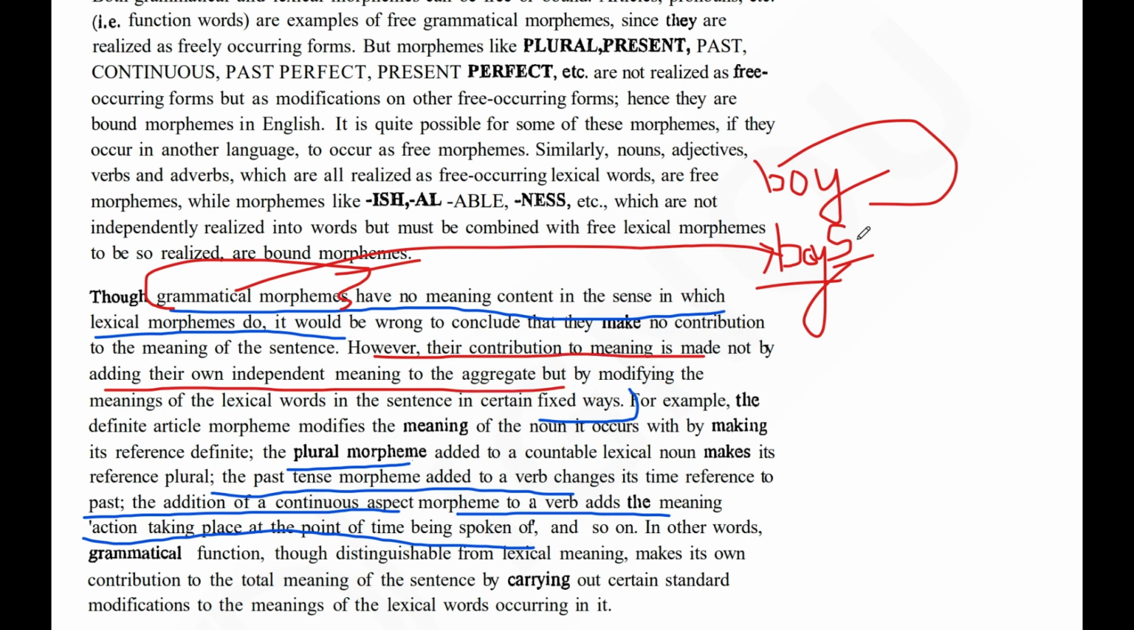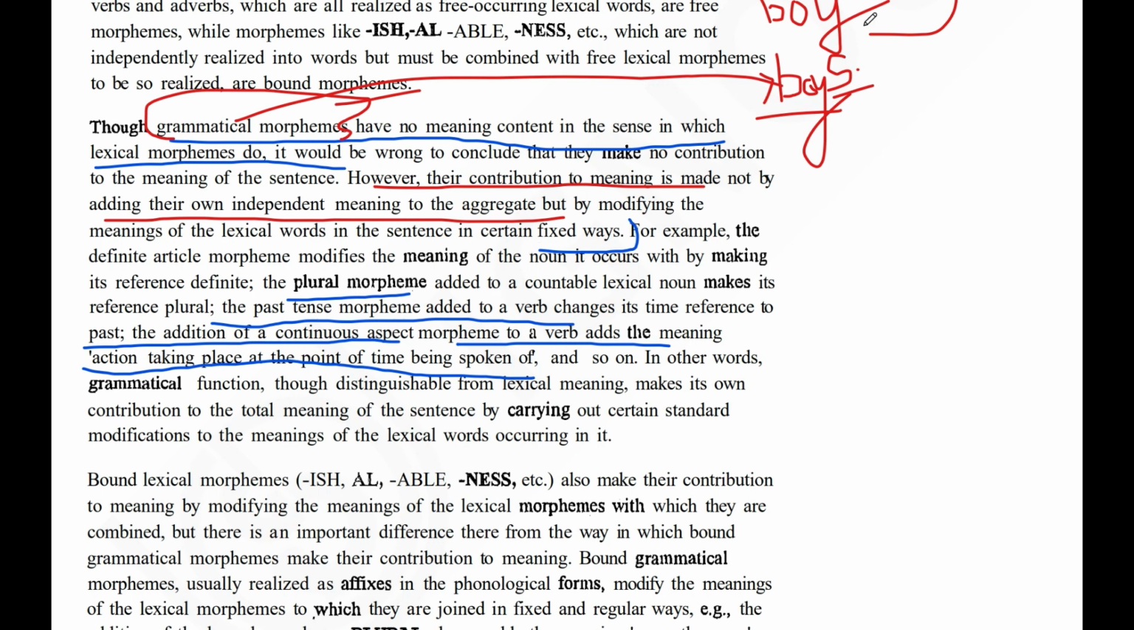But you cannot say that boys is the same as boy. Their contribution is important. It modifies what is happening in the sentence. Let's take the example that I just did, where I changed boy to boys.